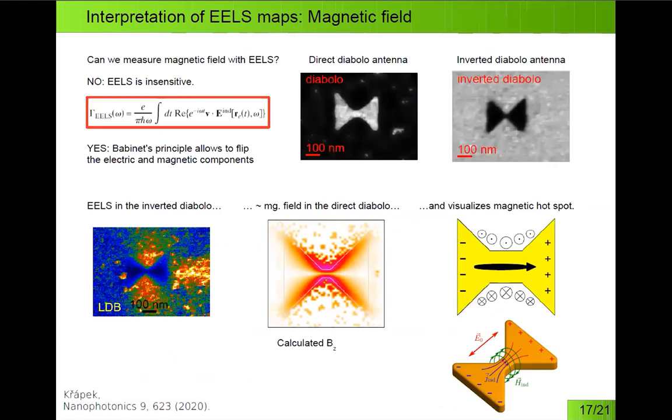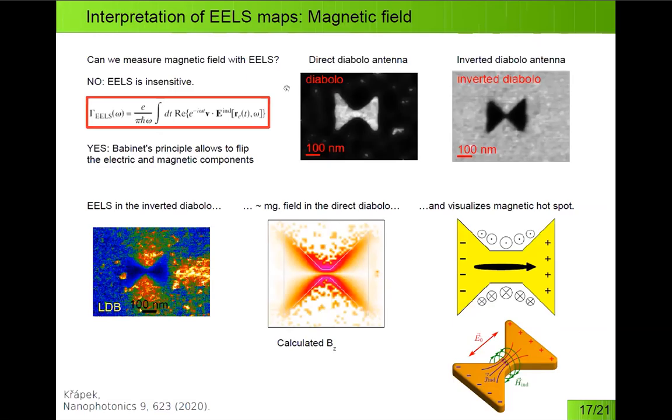Can we measure the magnetic field in the experiment? Well, the simplest answer is no, because EELS is insensitive to the magnetic field. It's sensitive to the electric field component. But when you consider the Babinet principle, which allows you to flip the electric and magnetic components in their response, it becomes actually possible. So we take a direct double antenna and we would like to image the magnetic field of a specific plasmonic resonance here.